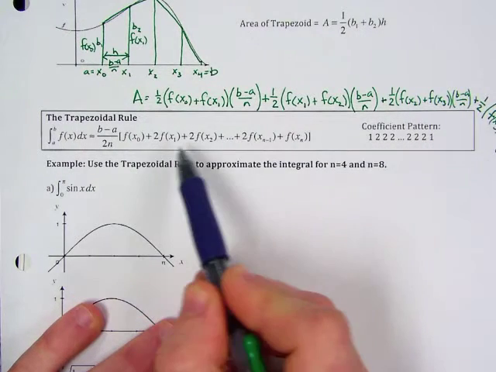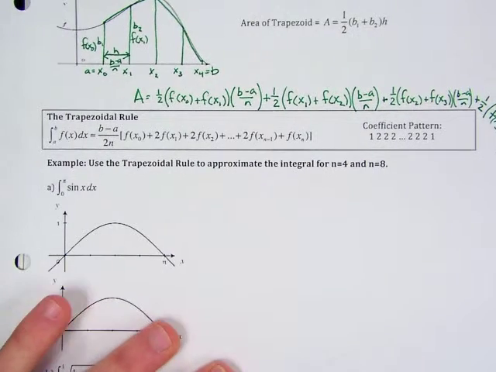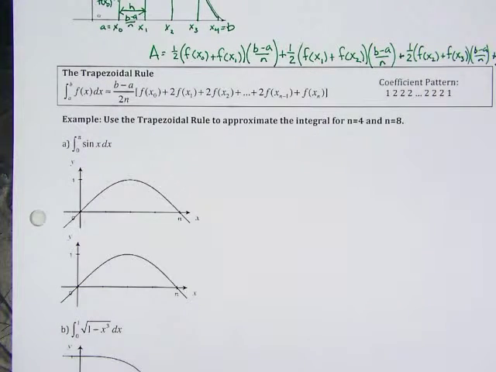Yeah. Question? So for what we're doing right now, we're gonna have a set n, like n's not gonna be. Yes. You're going to have a set n. Okay. So in our example, it says use the trapezoidal rule to approximate the integral for n equals 4 and n equals 8. So we're going to do this in 2 different ways.